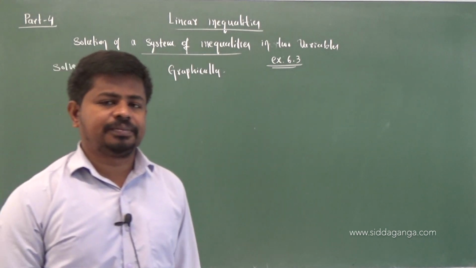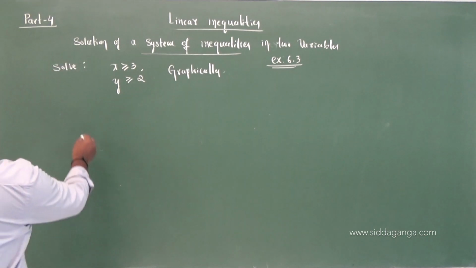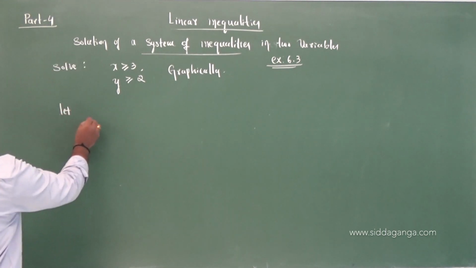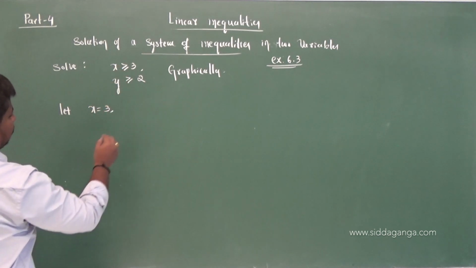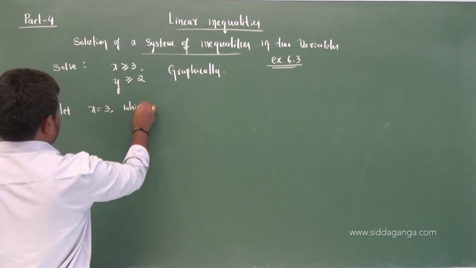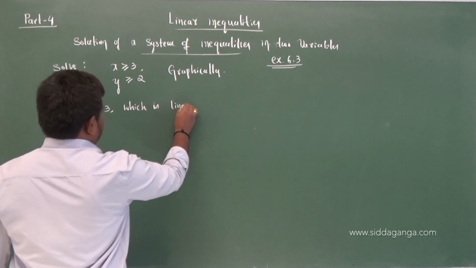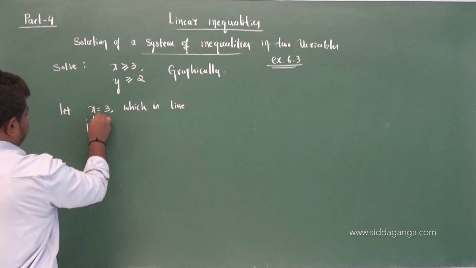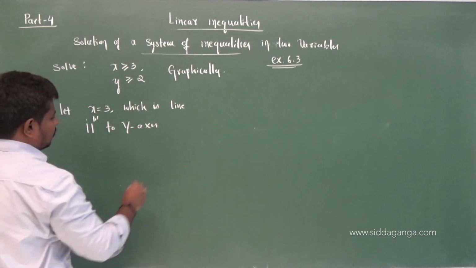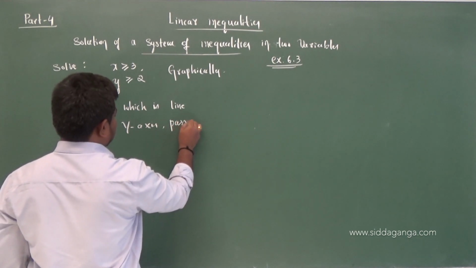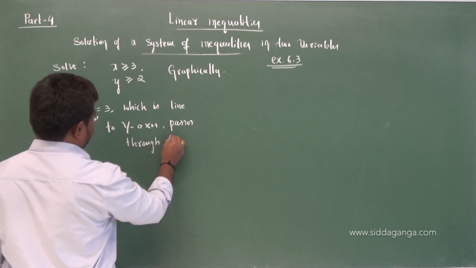It is same as before. Here we have 2 inequalities. So, first consider the first inequality. From that you would consider a line x is equal to 3, which is a line parallel to the y axis and passes through 3 comma 0.